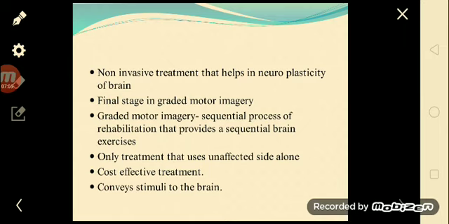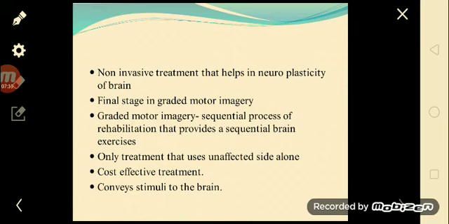It is a non-invasive treatment that helps in neuroplasticity of the brain. Neuroplasticity means reorganizing the lost functions. The brain is able to reorganize the lost functions. It helps in neuroplasticity of the brain, and it is the final stage in the graded motor imagery technique. Graded motor imagery is a sequential process of rehabilitation that provides sequential brain exercises.